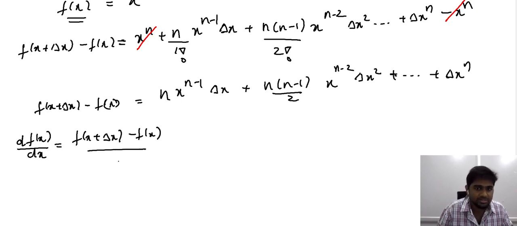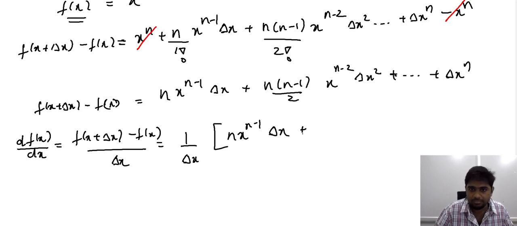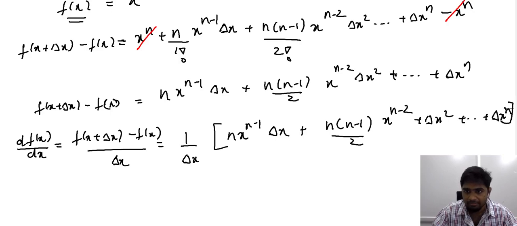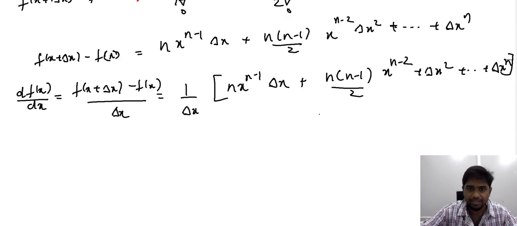So all we need to do is divide it by delta x. So this would be 1 by delta x of x. So the second term by 2 x, or rather x power n minus 2 plus delta x square, so on and so forth, and ultimately delta x the whole power n. So all that we have done is, we have rewritten the numerator along with the denominator delta x.